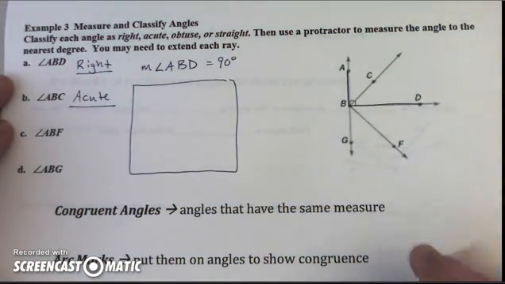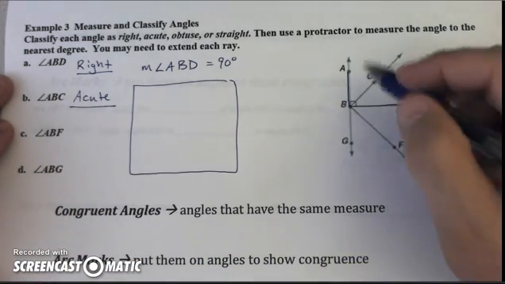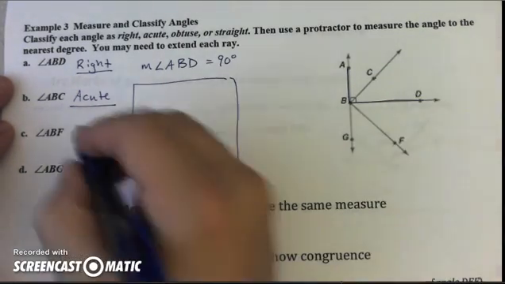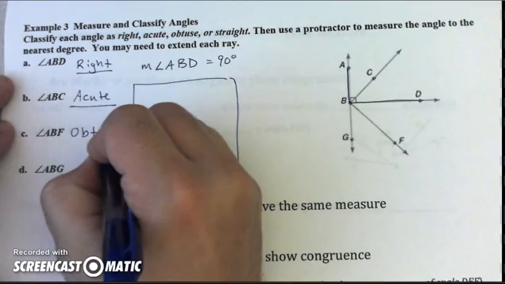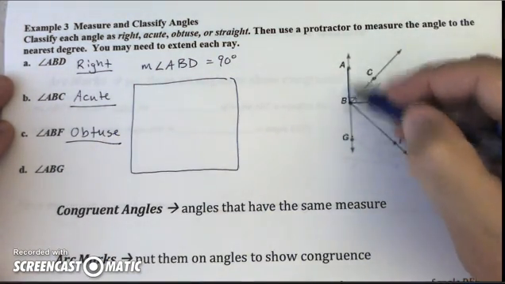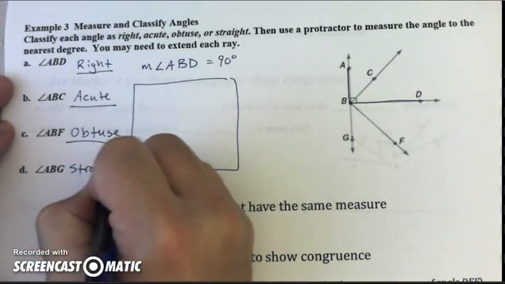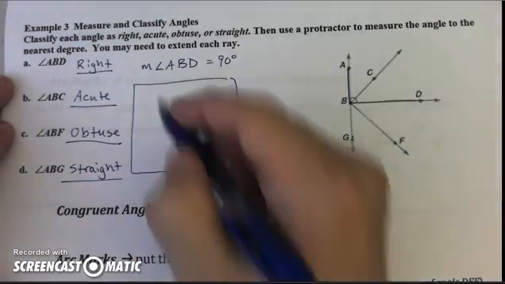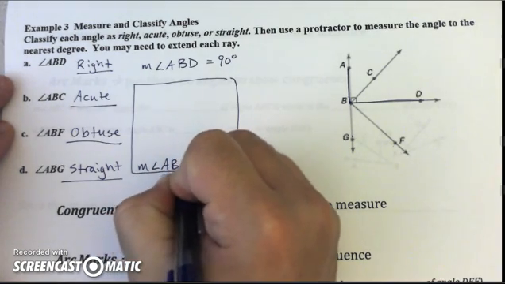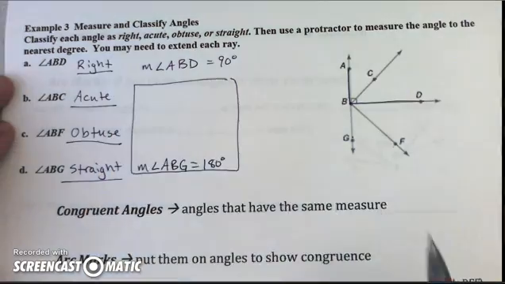But we can still classify these because we know what a right angle is. And so angle ABF is next. We're going to go from AB out here to F, and that carries on beyond that 90 degrees, so we know that's obtuse. And then ABG forms this pair of opposite rays, so that is a straight angle. And again, we'll find these measurements, and we know the straight angle measurement. The measure of ABG is 180 degrees. But we'll find these two acute and obtuse angles in class.